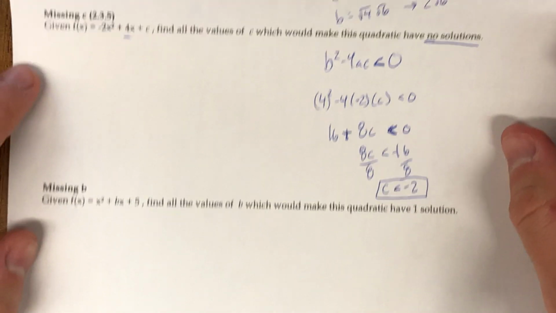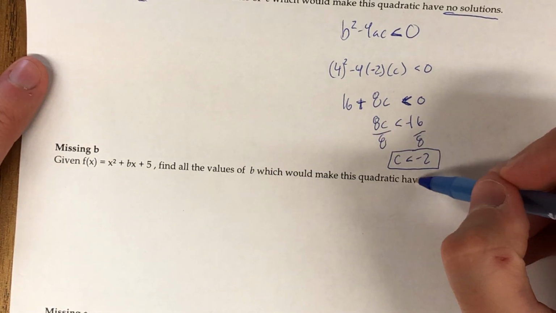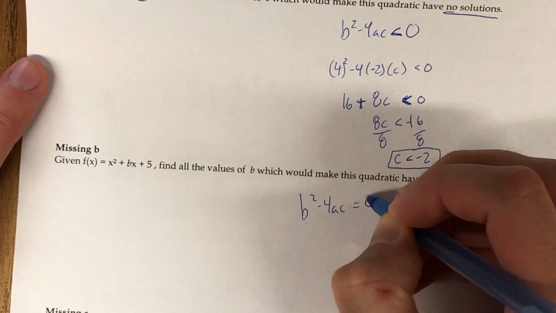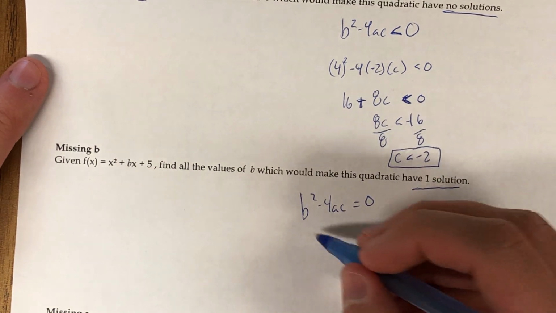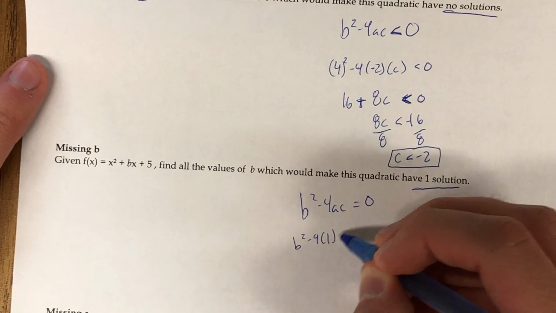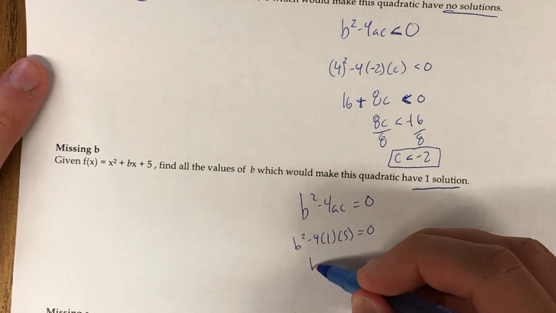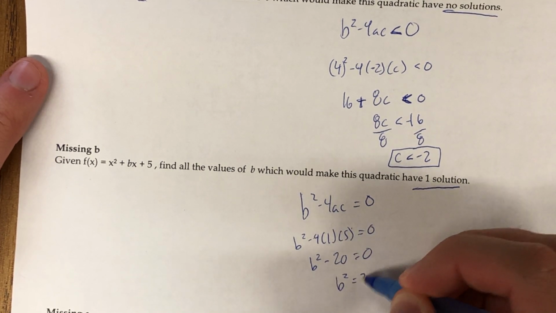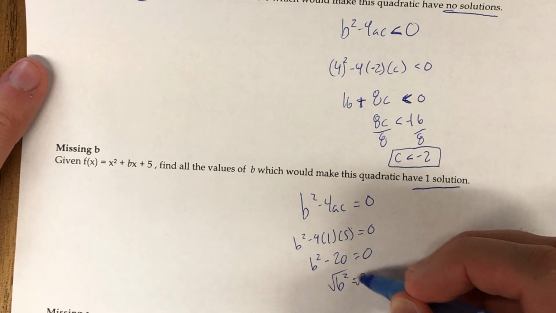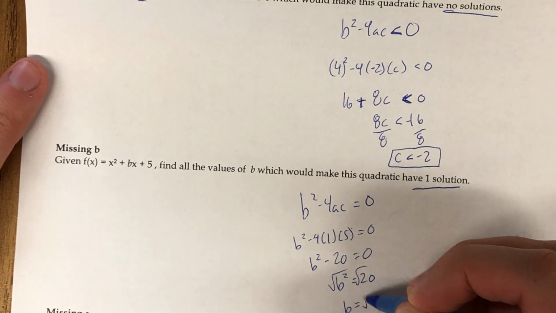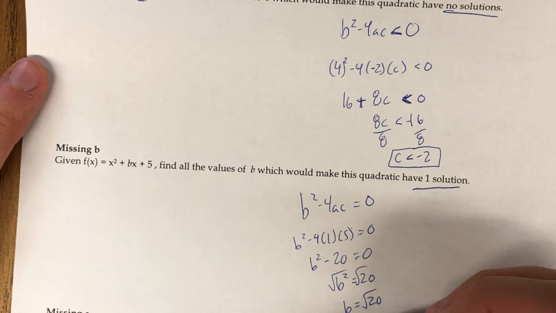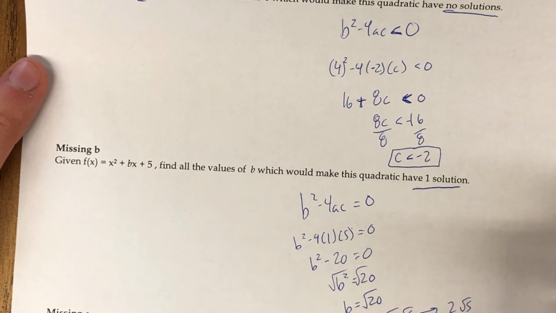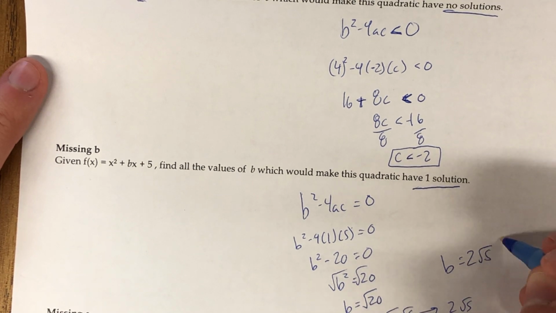Okay. For b, find all values of b which make it have 1 solution. So b squared minus 4ac's got to equal 0, so let's plug in what we know. We know a is 1, we know c is 5. So we get b squared minus 4 times 5 is 20. Add 20 to both sides, we get b squared equals 20. Take the square root. We get b equals the square root of 20, which we could rewrite as the square root of 4 times the square root of 5, which would be 2 root 5, or b equals 2 root 5.